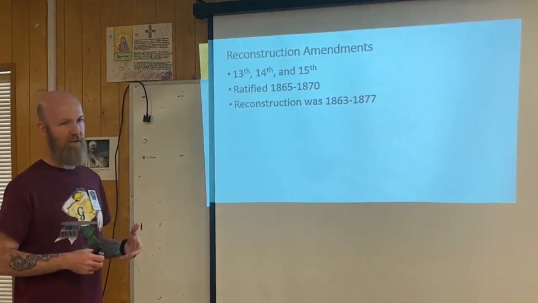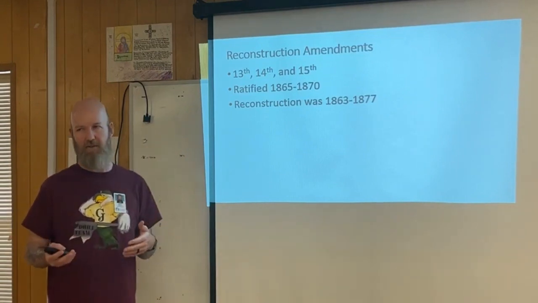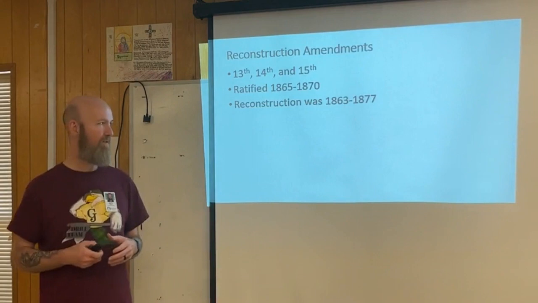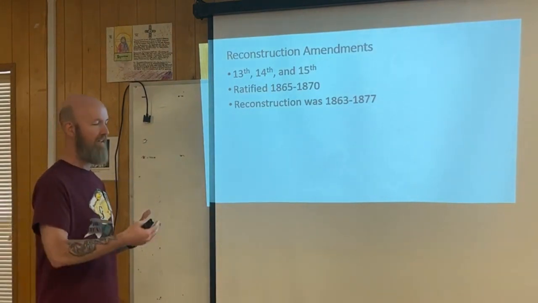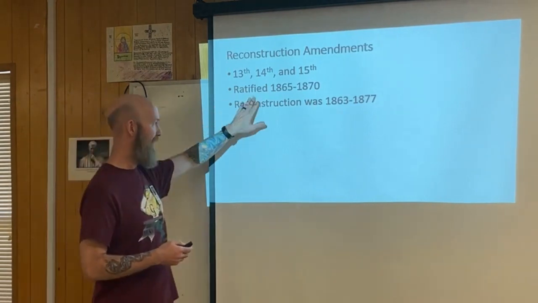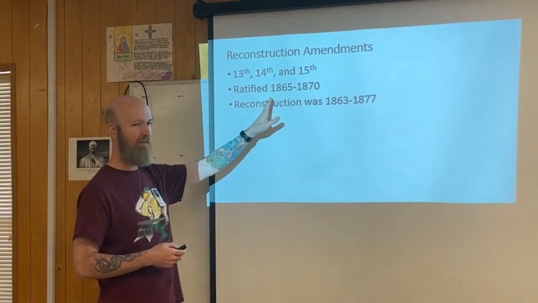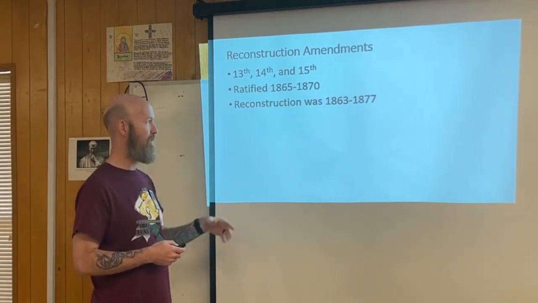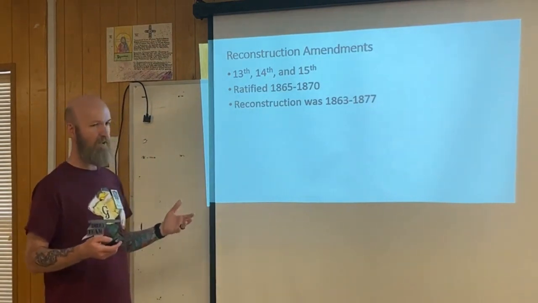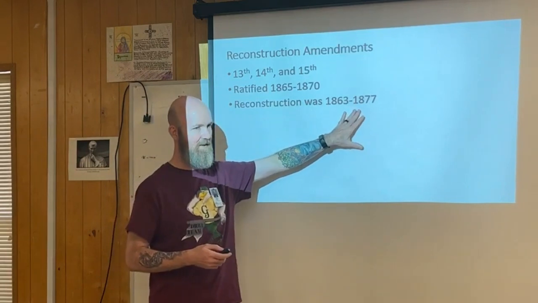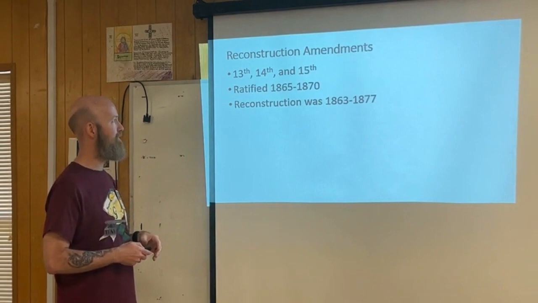They're called the Reconstruction Amendments because they were created and ratified during the period of Reconstruction toward the end of and after the Civil War. So you don't need to know the exact years, but you should know that these come at the end of the Civil War. So they were ratified 1865 to 1870. The Civil War ended in 1865. So this is immediately after the Civil War, and the Reconstruction Amendments are a result of the Civil War. The Reconstruction period was 1863 to 1877, and the Reconstruction Amendments were ratified during that time period.